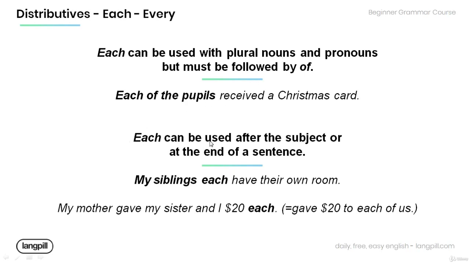Also, each can be used after the subject or at the end of the sentence. Let's have a look at the following examples. My siblings each have their own room. After the subject. My mother gave my sister and I $20 each. This means that she gave $20 to each of us.